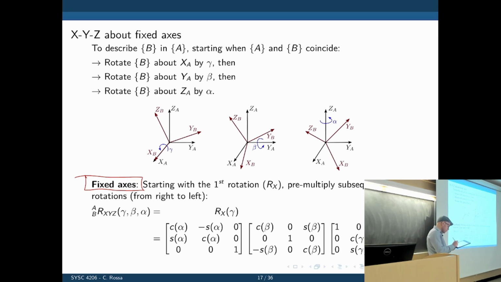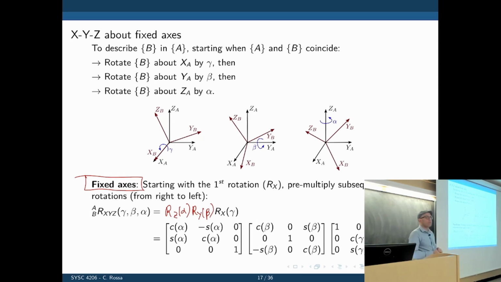Then comes the rotation around y by beta, and then comes the rotation around z by alpha. And the multiplication of these three rotation matrices now gives us the full description of frame B with respect to frame A, after these three rotations are applied in that specific order. How do you multiply this? I'll multiply these two, then the next one. The final result here is a 3 by 3 matrix, which is the rotation matrix we are looking for.